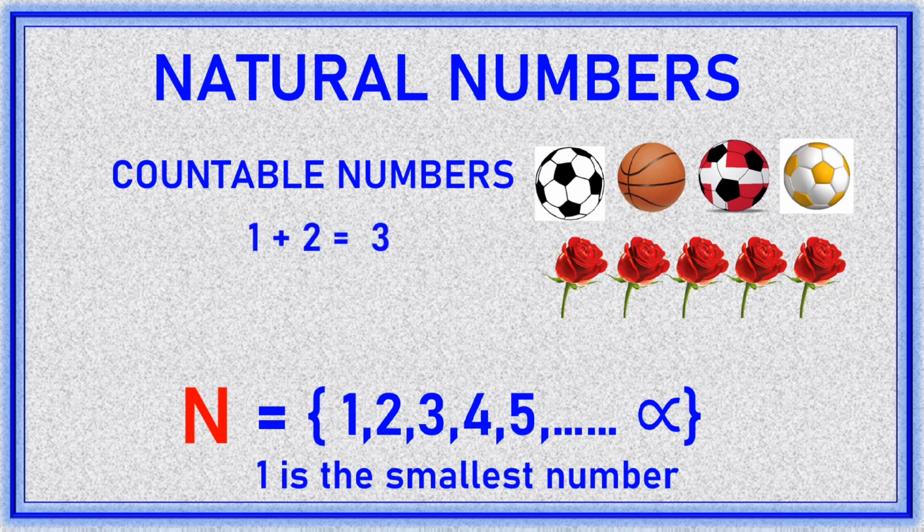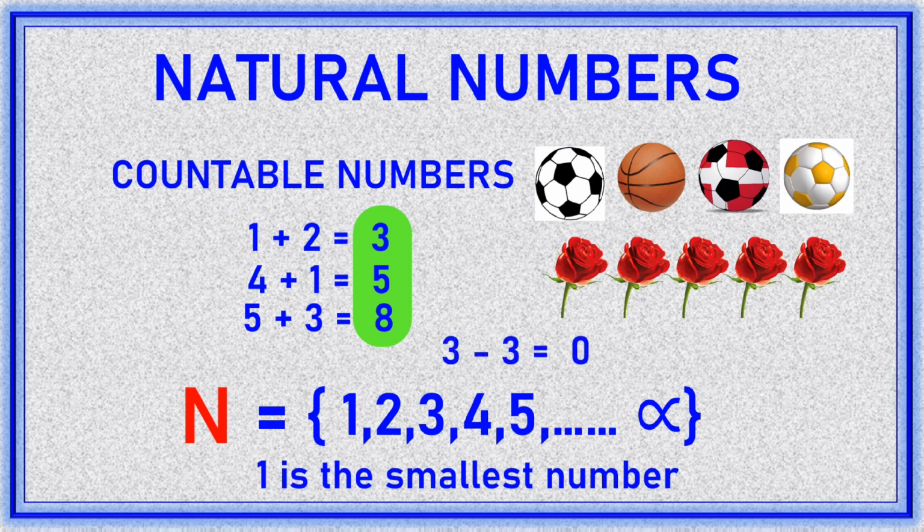Adding 1 and 2, you will get 3. 4 plus 1 is equal to 5. 5 plus 3 is equal to 8. If you observe clearly, the sums of the two numbers are 3, 5, 8. These numbers are also natural numbers. If we add any two natural numbers, we get a natural number.